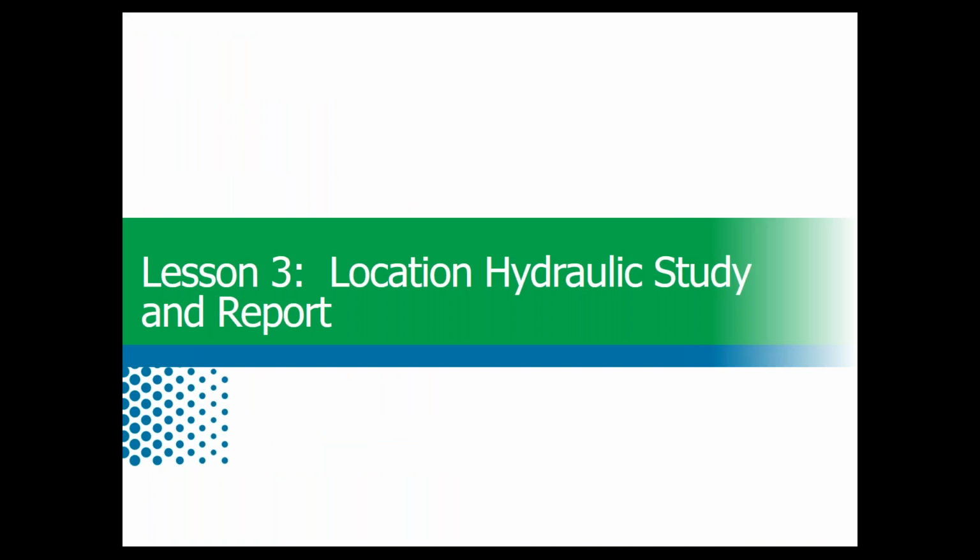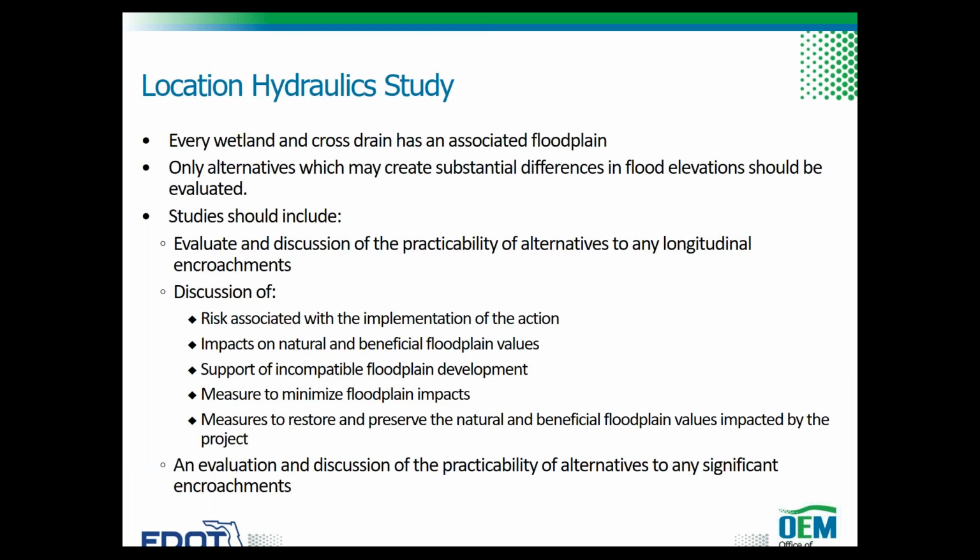Lesson 3 explains the requirements for a location hydraulics study and report. Title 23 of the Code of Federal Regulations, Part 650A, requires location hydraulics studies for all alternatives containing floodplain encroachments and for those actions which would support base floodplain development commensurate with the significance of the risk or environmental impact. Location hydraulics studies must include a discussion on the following: evaluate and discuss the practicability of alternatives to any longitudinal encroachments.